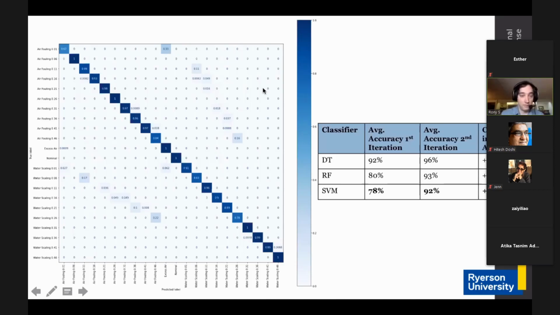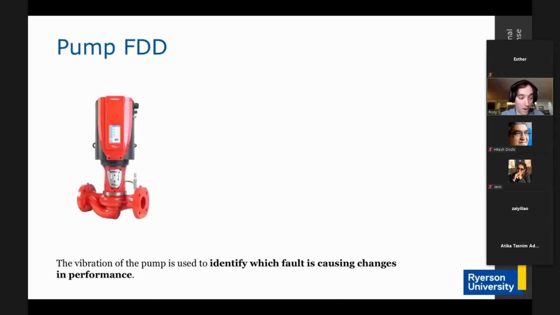And so that concludes the boiler side of this. So we can jump into the pump now.